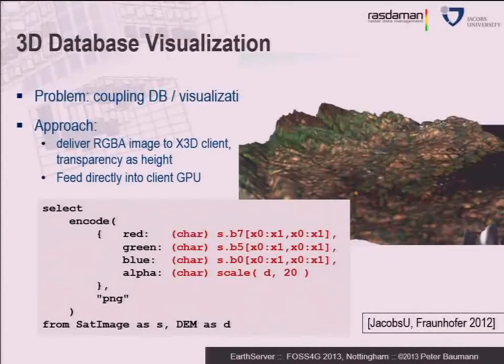An example of that is the 3D visualization that we have used, and you can see the result of a query extracting data from two different coverages. One is the red, green, and blue bands of the data set, and the other is the alpha channel that is built with a digital elevation model so that you can get it displayed as an image laid out on the 3D scene. And this we are doing with the Fraunhofer project partner.